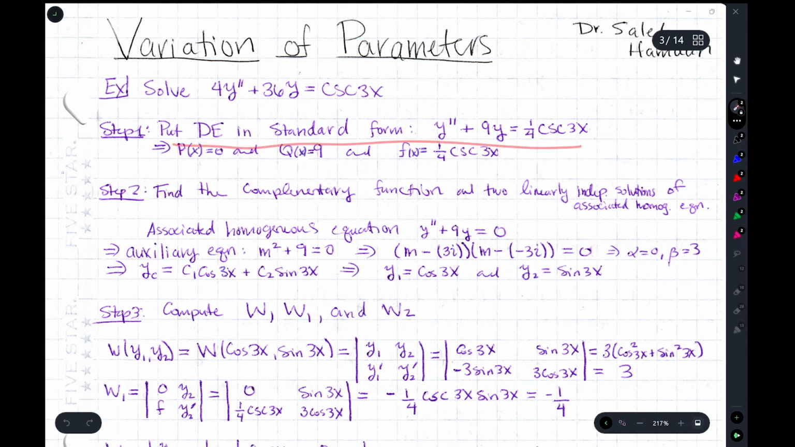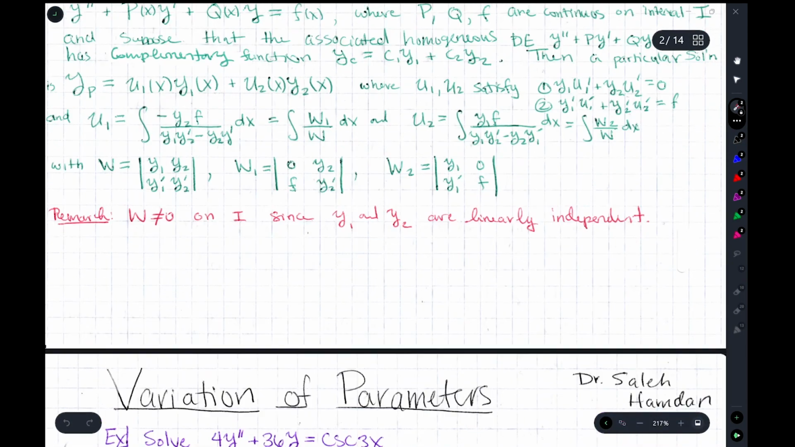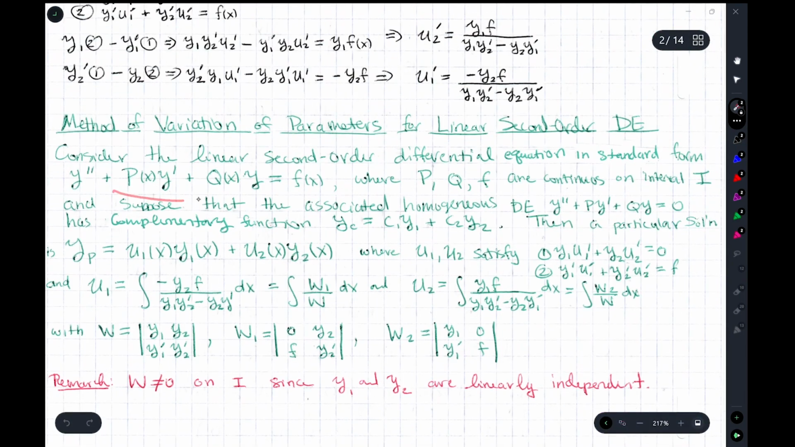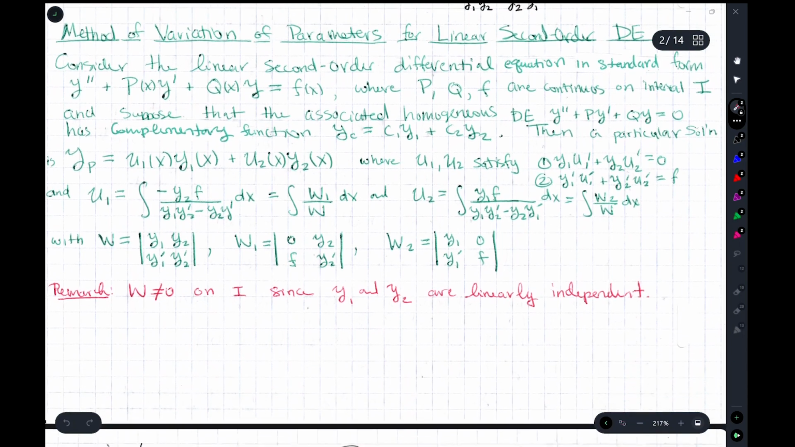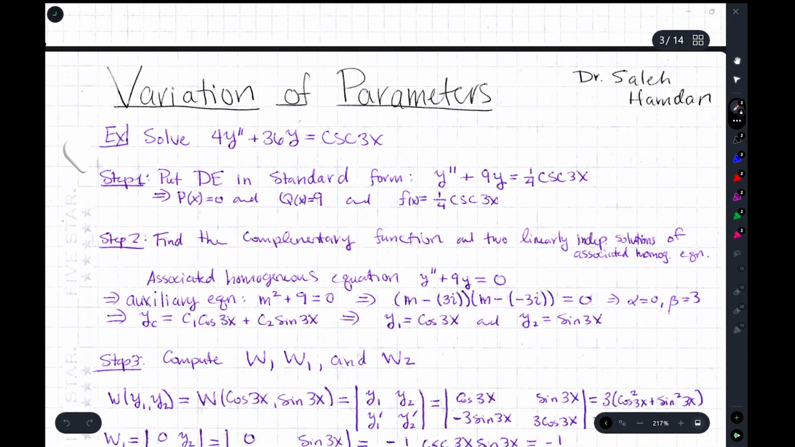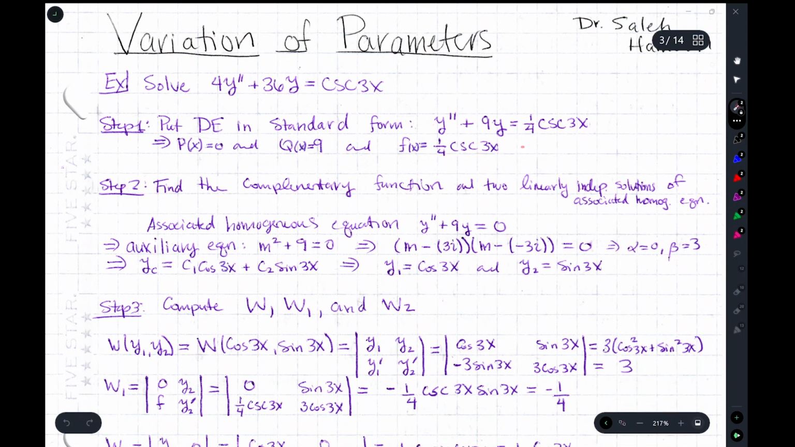So we put the differential equation in standard form by dividing by A2 there. And we get this, okay? And this yields the P and Q for our differential equation according to the form up here, okay? And here goes our f of x.